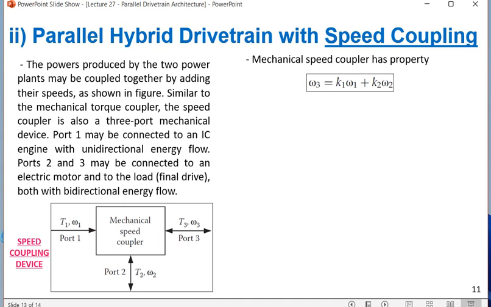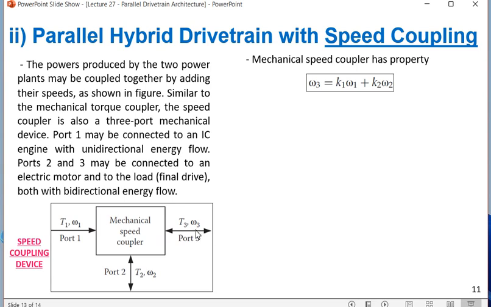So similar to the mechanical torque coupler, the speed coupler is also a 3-port mechanical device. Port 1 may be connected to an IC engine, which is unidirectional. Port 2 and 3 may be connected to electric motor and to the load. Load is nothing but final drive. This is T3 omega 3. And port 2 and port 3, they are both bidirectional port.